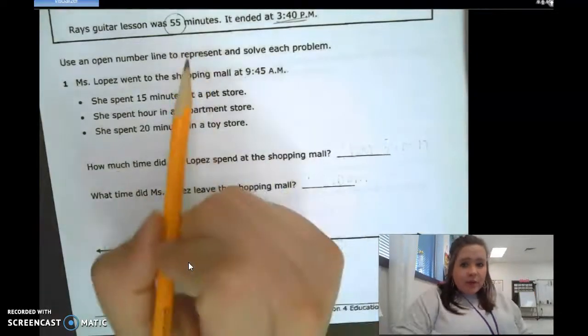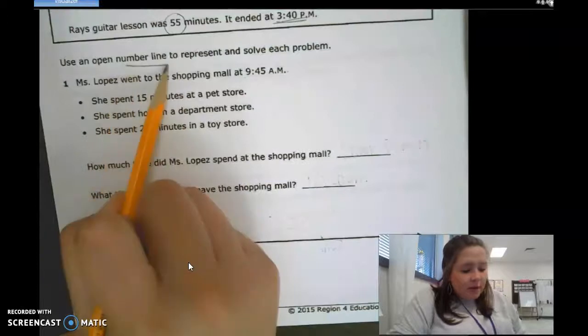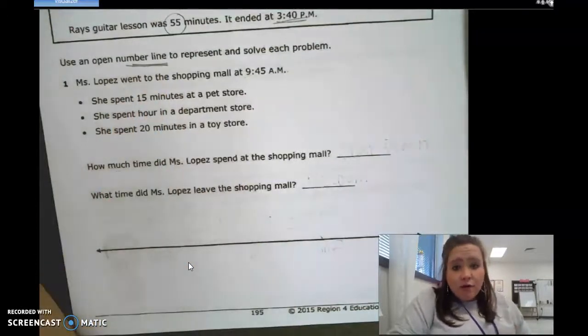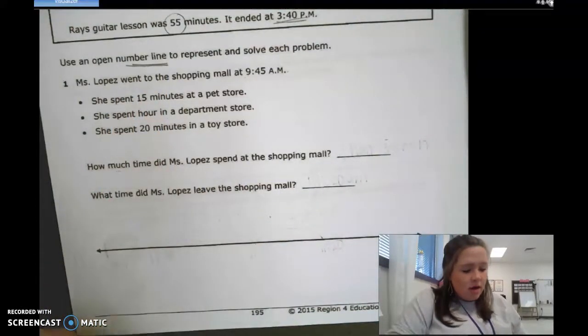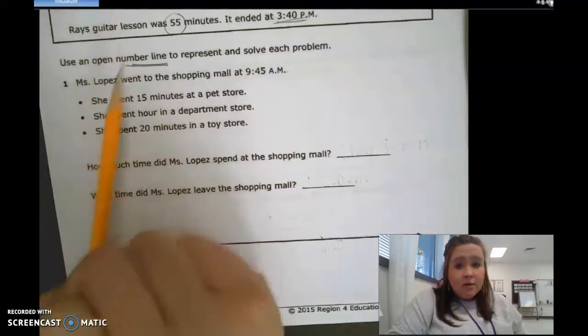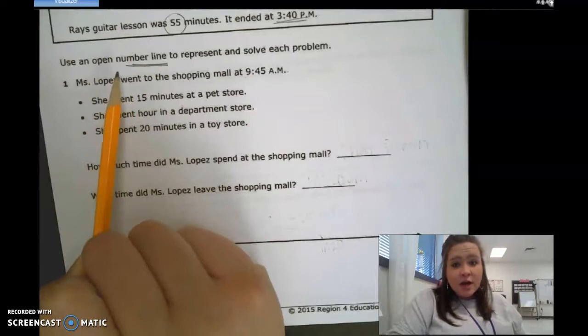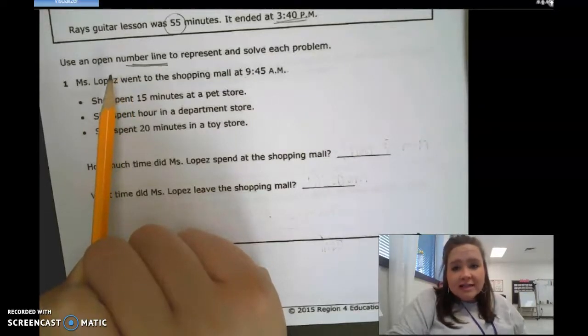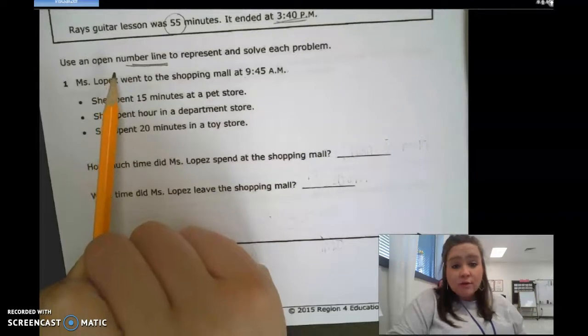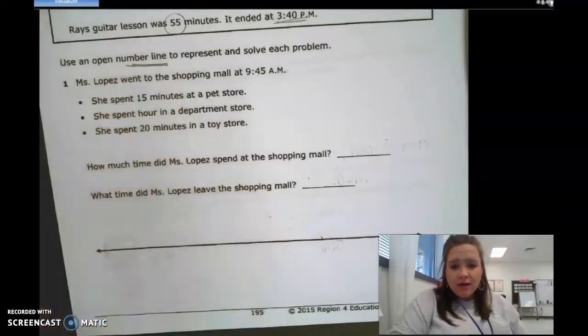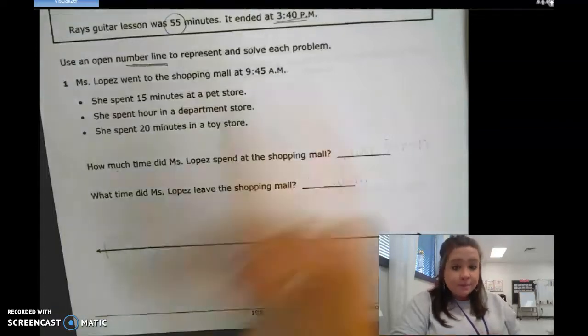So we're going to be using number lines to solve our problem, okay? And so we use number lines a lot. We use them when we're adding and we're subtracting. We use them with fractions. We use them when we're rounding, okay? And we're going to use a number line to help us determine how to solve time.